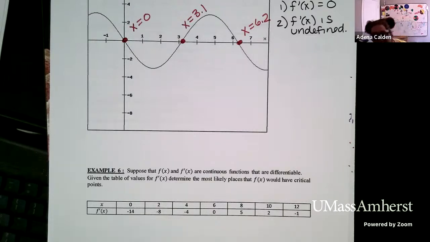Okay, so I'd like you to take another minute, look at this table, think about what we know about critical points, think about what we know about continuous functions, and see if you can figure out where we might have any critical points, okay?